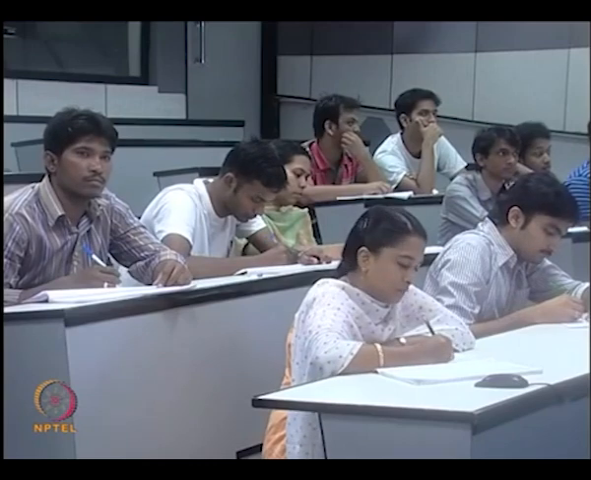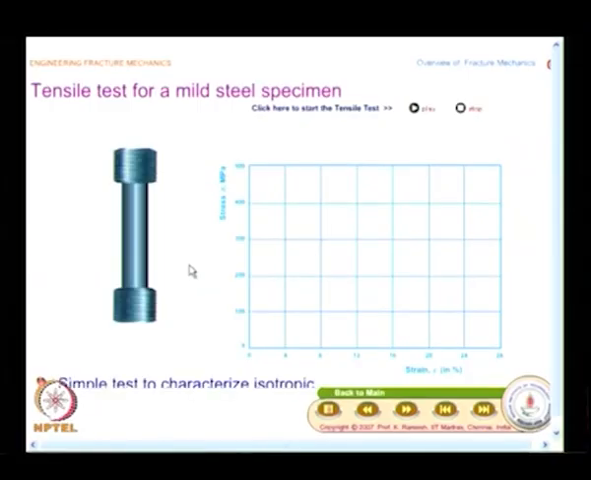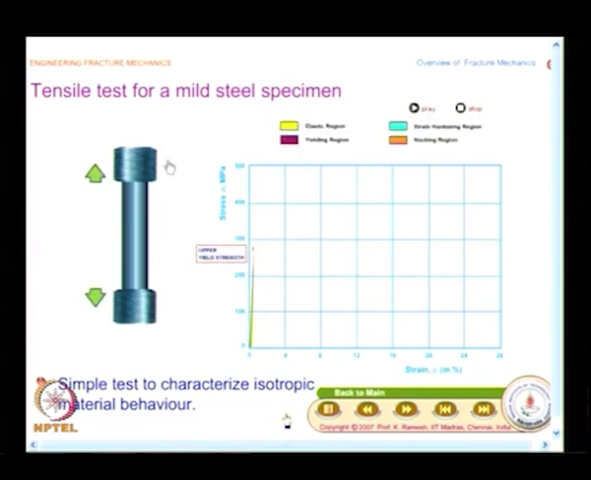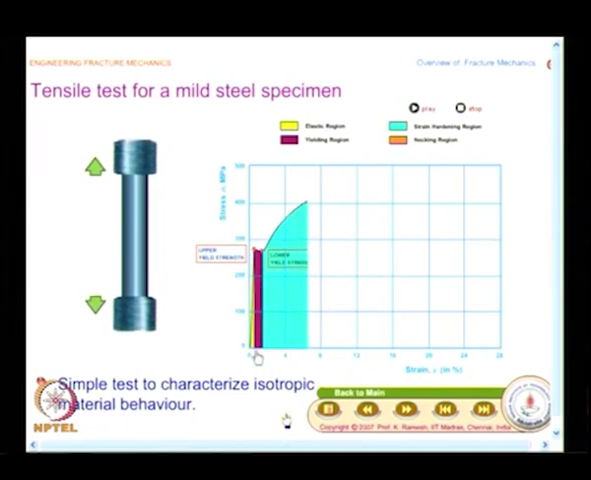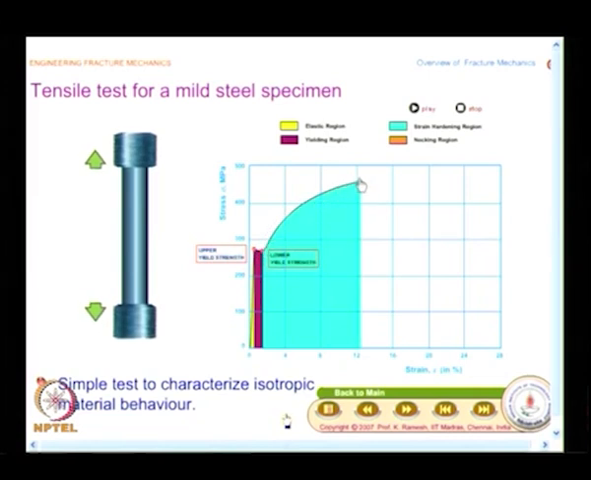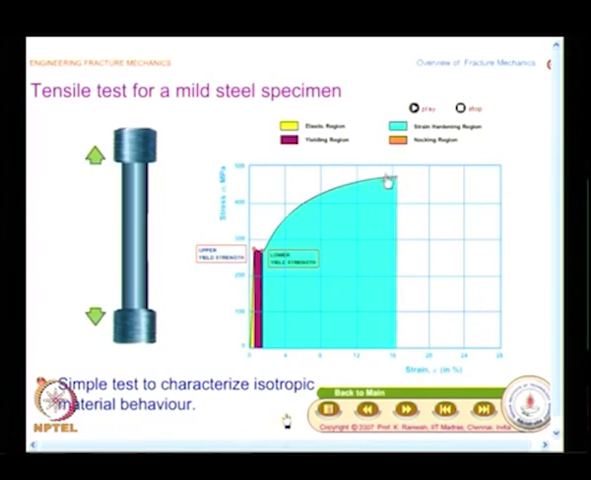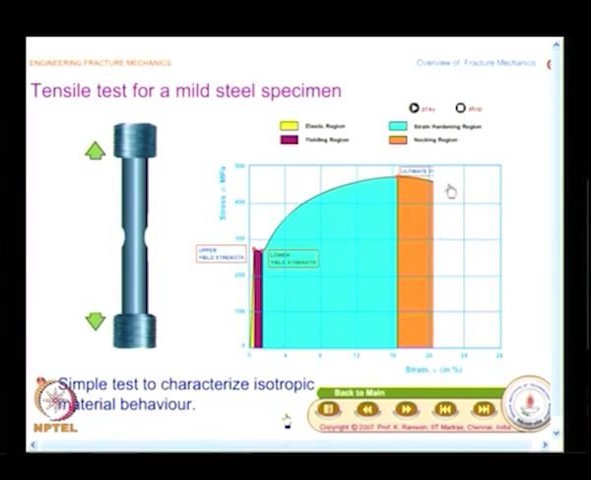What you do in this, you have a famous tension test, and you just watch this animation. There is a synchronization between the rod being pulled and the graph here. So, what you find here is, initially there is a linear region, then there is a yield region, then you have work hardening, and you reach the ultimate tensile strength, then necking takes place, and finally there is material separation.